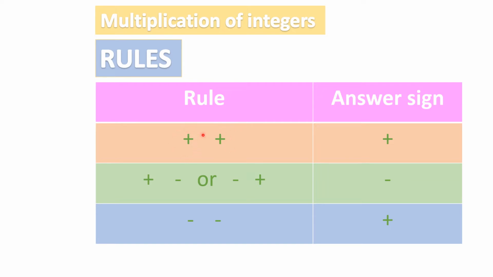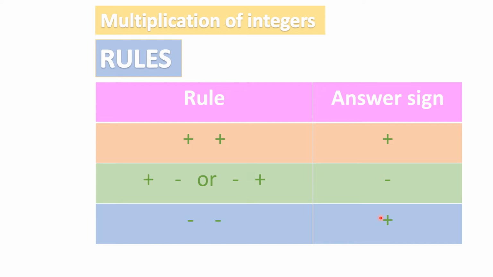When you multiply 2 positive integers, you will get a positive integer. When you multiply a positive and a negative integer, or a negative and a positive integer, you will get a negative integer. And when you multiply 2 negative integers, you will get a positive integer.